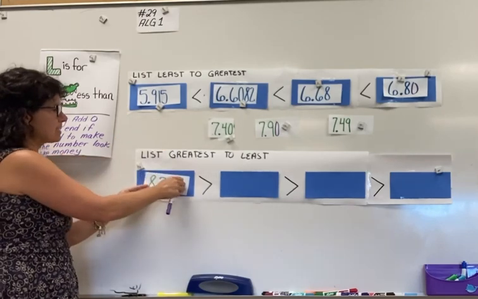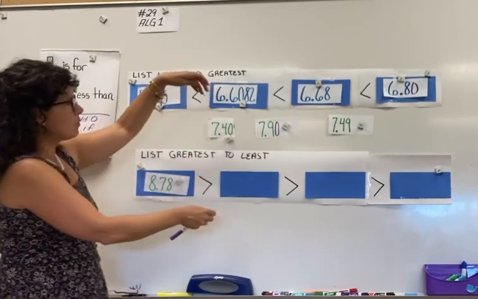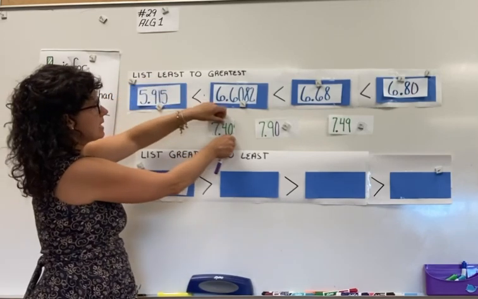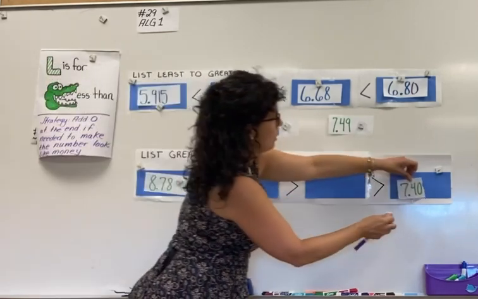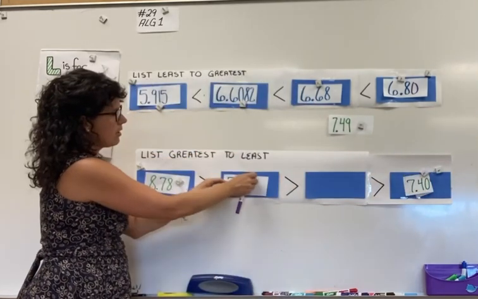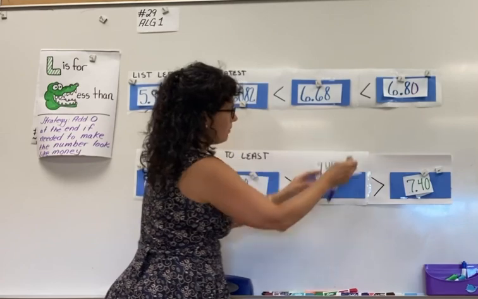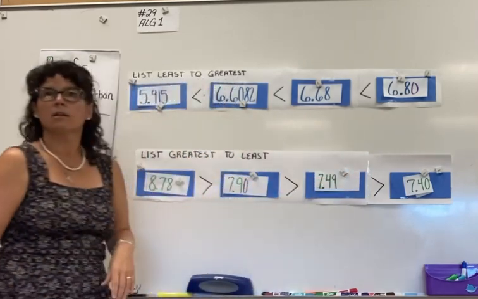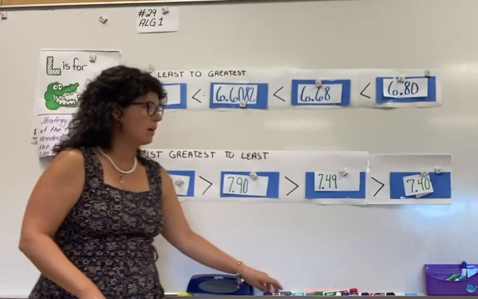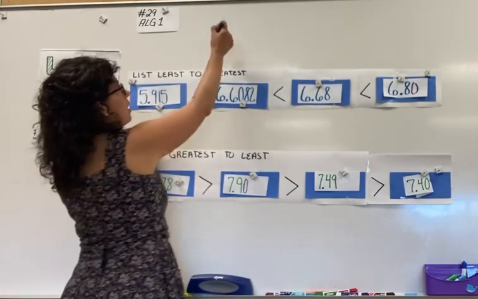Okay, so listing from the biggest one, $8.78 is the biggest. Then we can go on to our smallest, which is this one, so I'm going to put that one on the end. $7.90 would go here, and $7.49 would go here. Okay, the only extra thing I'm going to give is just one more example.